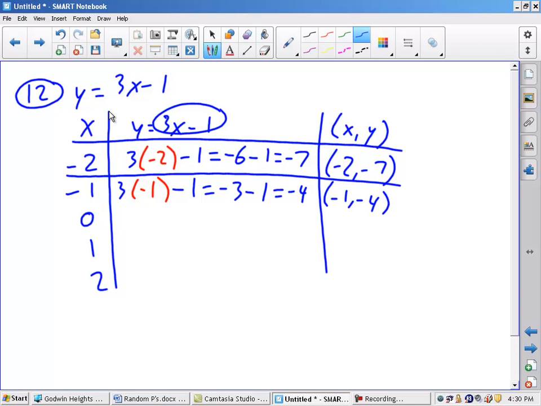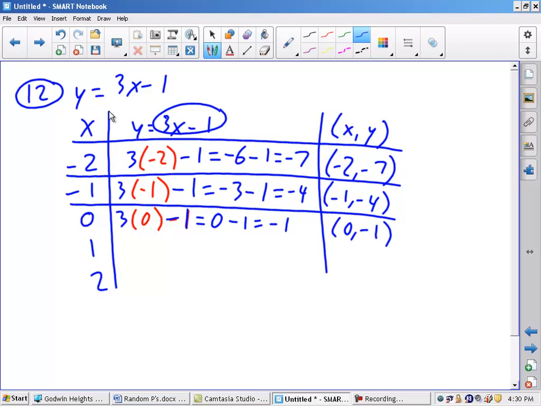I get out -4. That's my second line. That's another point on my graph. If I take 0, 3 times 0 minus 1, equals 0 minus 1, that gives me -1. So I put in 0, I got out -1.